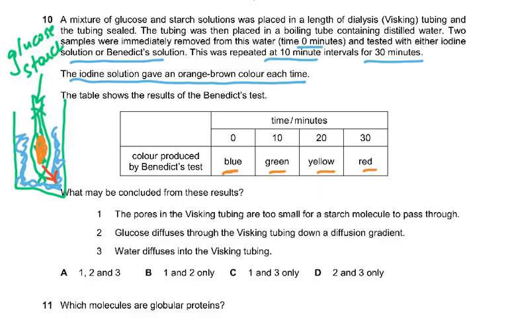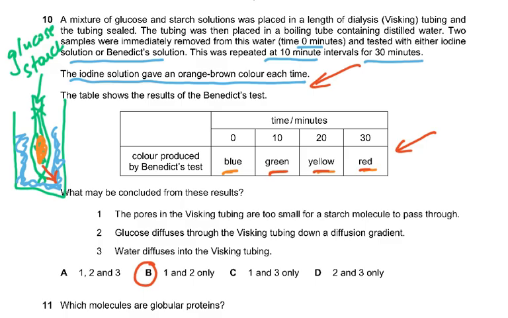The starch remains, the starch doesn't come out, but the glucose is increasing. That's why it gave you a green color, then a yellow, and then a red color. So that is why the answer is B. 1 and 2 only. Water has nothing to do with this. Why would water diffuse in? Glucose is moving out, so it's becoming a concentrated solution. So nothing to do with what may be concluded from these results.